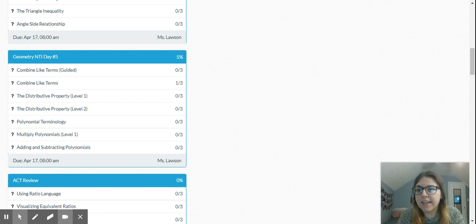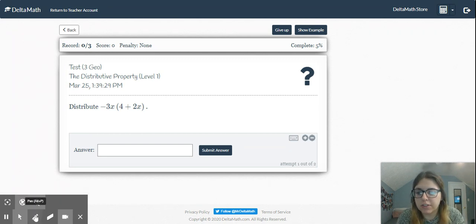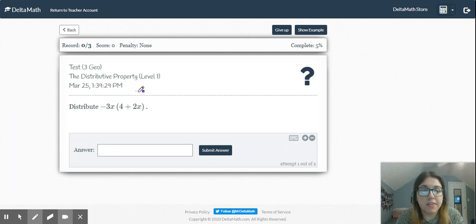Okay, so the second big idea on day 5 is the distributive property. So if we go and look here, distribute means multiply. Okay, that's what we're going to think of. And whenever we are working with the distributive property, we have to take whatever is on the outside and multiply it by everything on the inside. Okay, so that means doing negative 3x times 4.